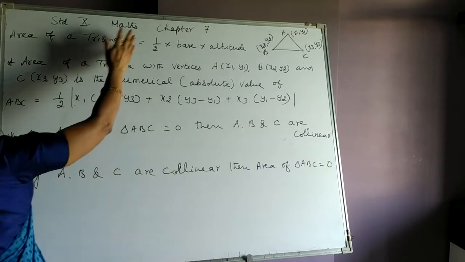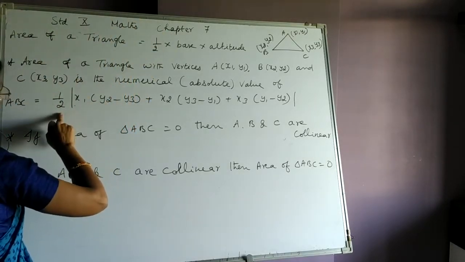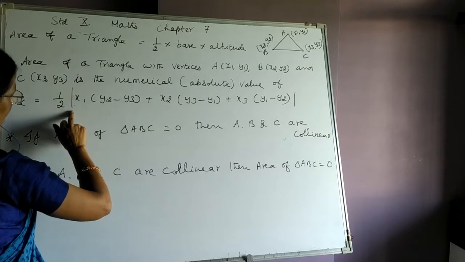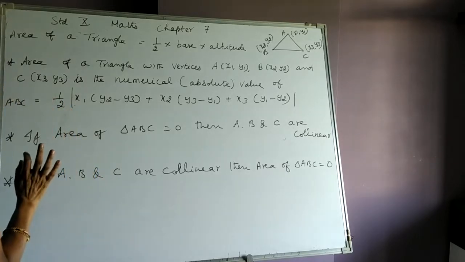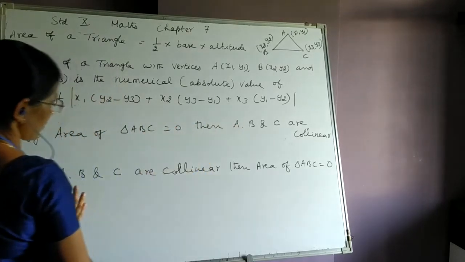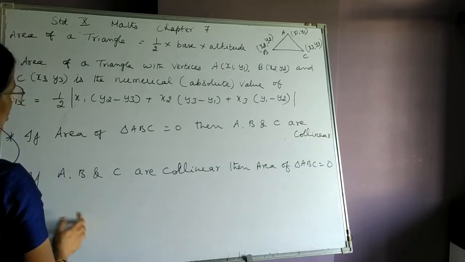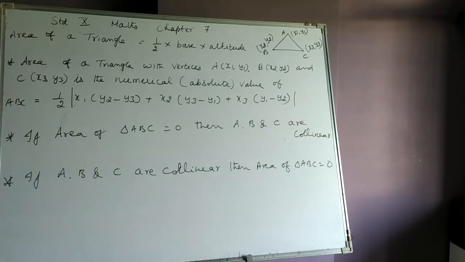Area of the triangle, this we already studied last year, and this is the new formula. When to use this? When the vertices of a triangle are given, then we use this formula. And the area of the triangle is equal to 0 when the points are collinear. And if the points are collinear, then the area of the triangle is equal to 0.